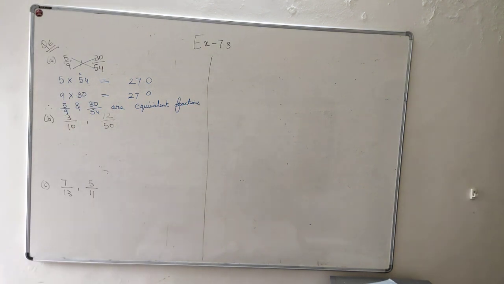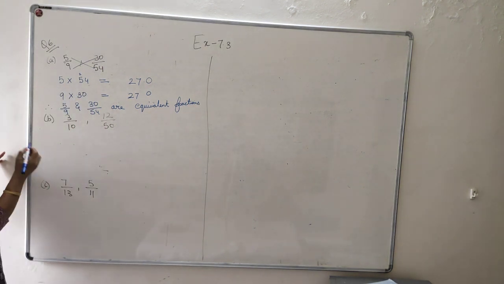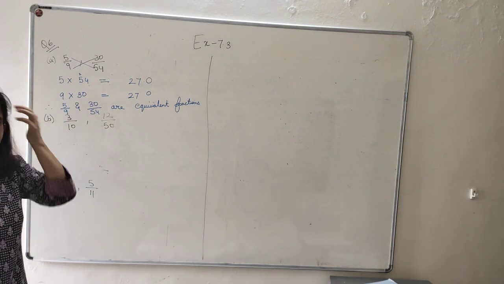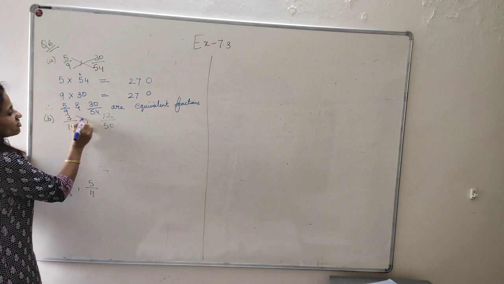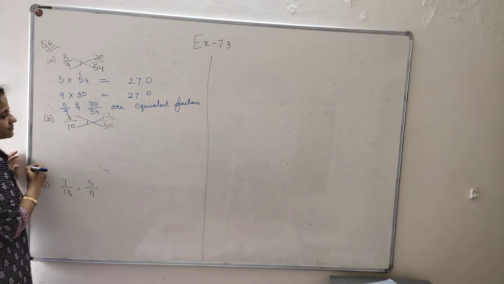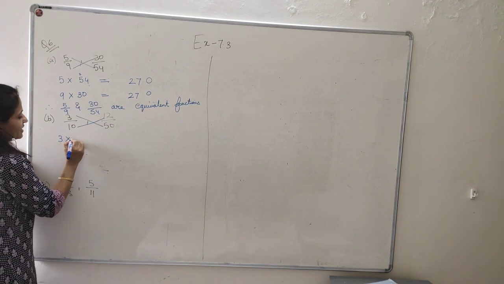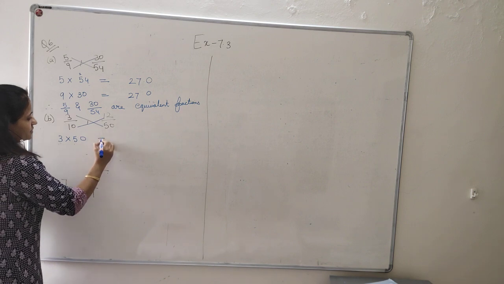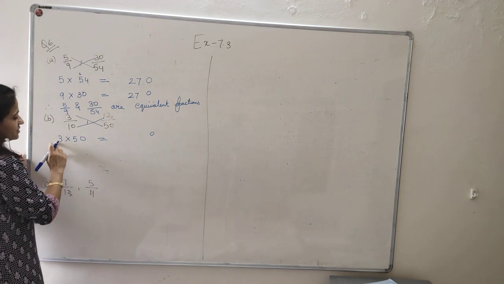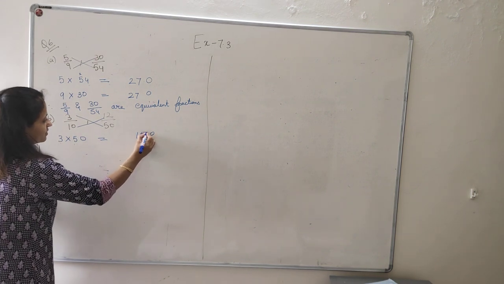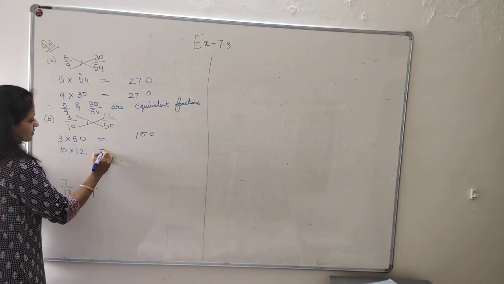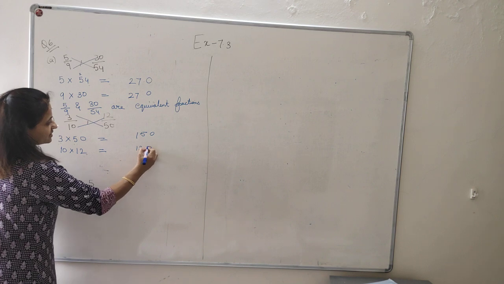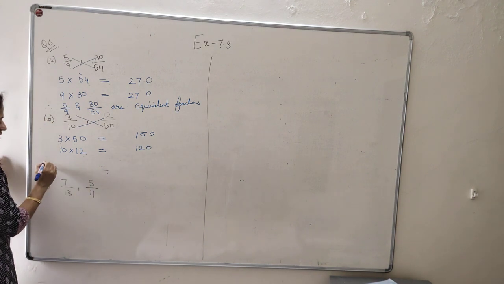Coming to the second question, the same way. Whenever we are given two fractions and we want to find out whether they are equivalent, cross multiply. 3 multiplied by 50. 0 at the end. 3 5s are 15. 10 multiplied by 12. It is 120. Are they equal? No, they are not equal.